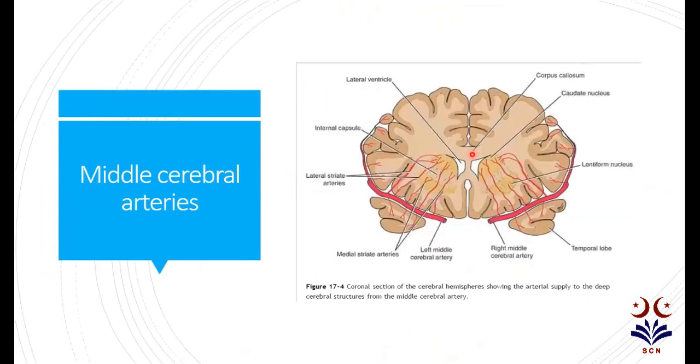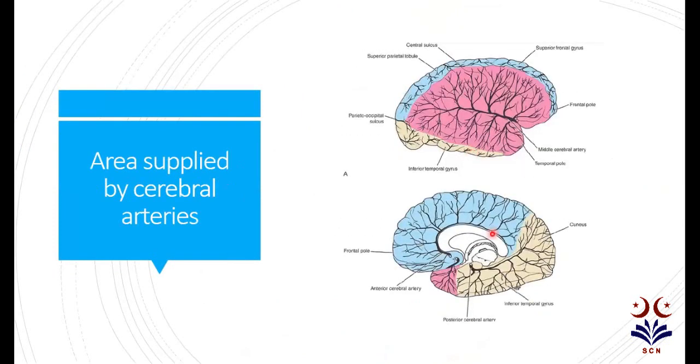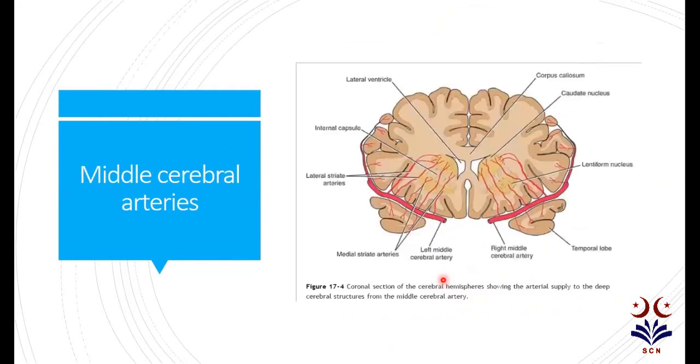Then the middle cerebral arteries. I told you this is the area supplied by the middle cerebral arteries, laterally and some portion medially. This is the detail, a coronal section, showing the arterial supply to the deep cerebral structures from the middle cerebral arteries. These are the lentiform nucleus, and these are the cerebral arteries.